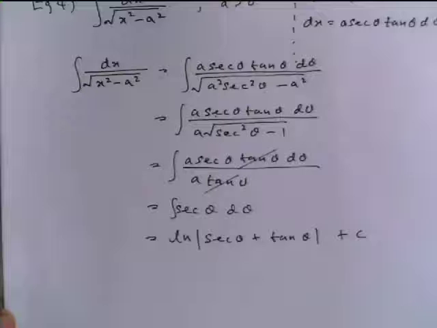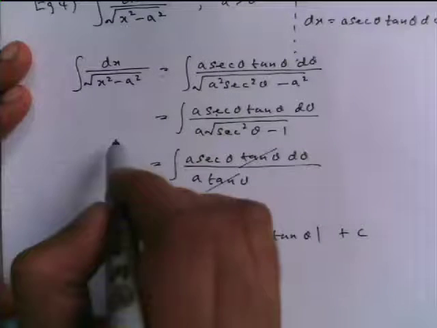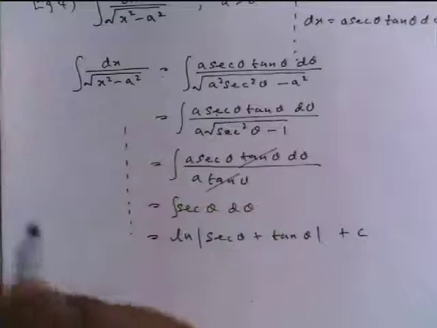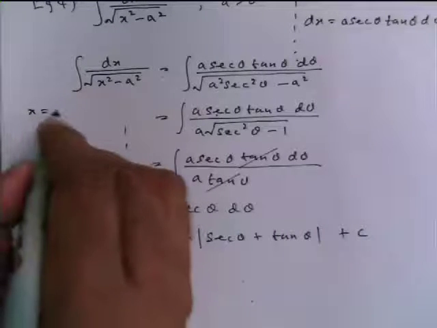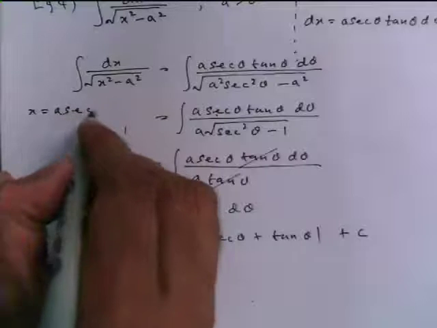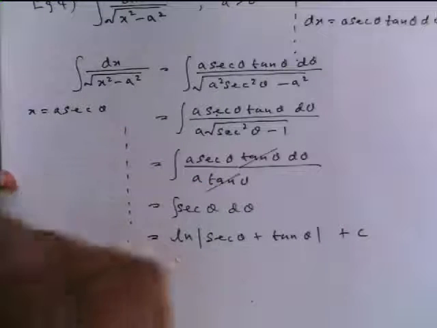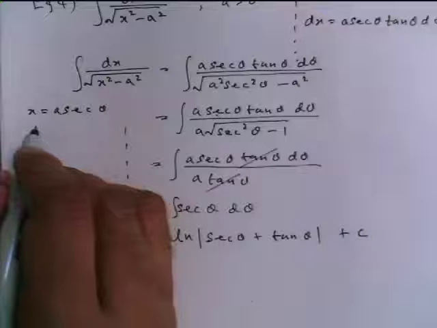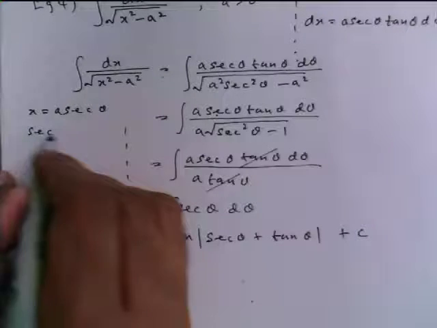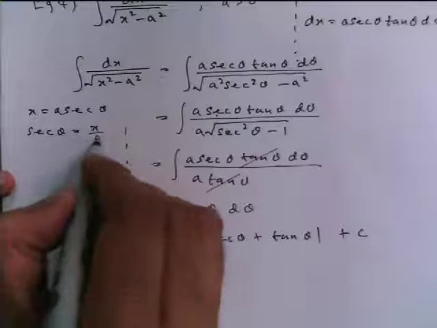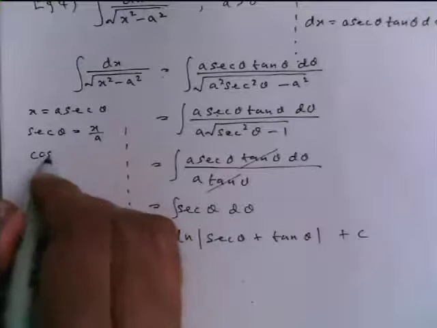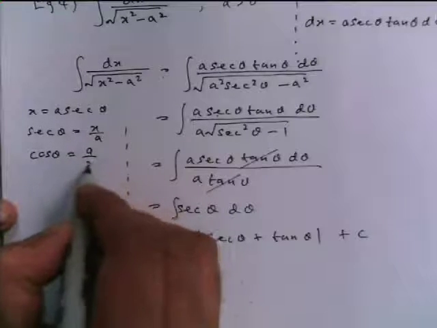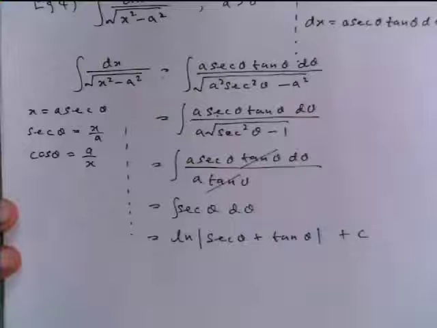So what do you do? Draw the triangle. Let's draw the triangle. We have x equals a secant theta. In other words, secant theta equals x over a. Is that right? If you take the reciprocal, cosine theta equals a over x. It's easier to handle.